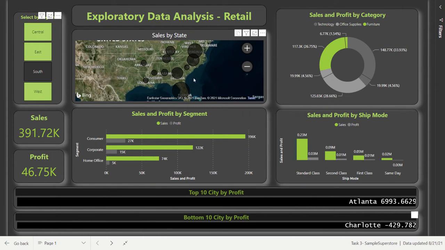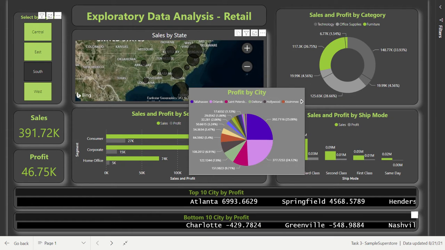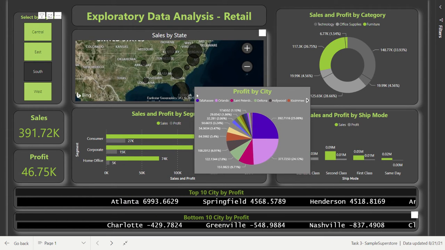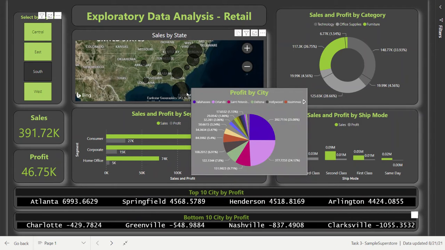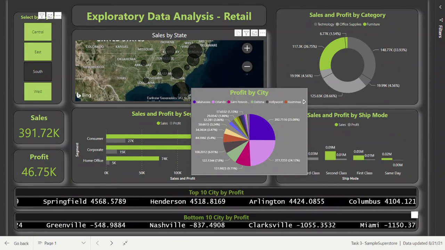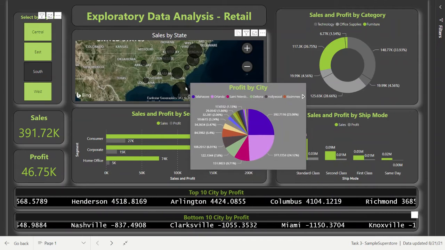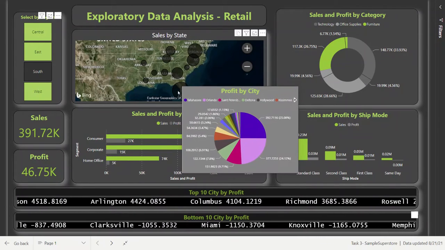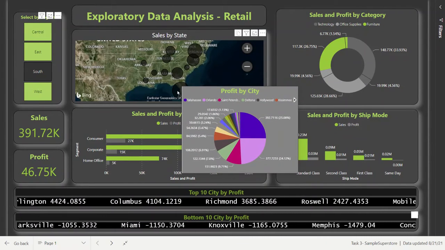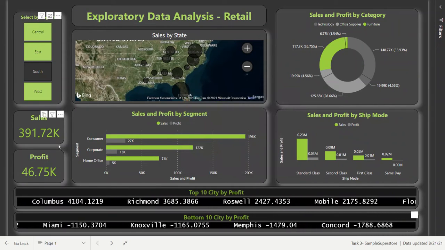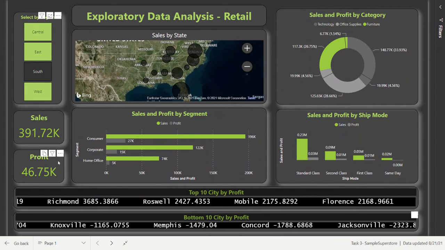So in the southern region, we can observe that Florida has the highest number of sales, with the total profit coming from Tallahassee, which is around 25.08% of profit from this state. Our total sales is $391.72k, and profit is $46.725k.